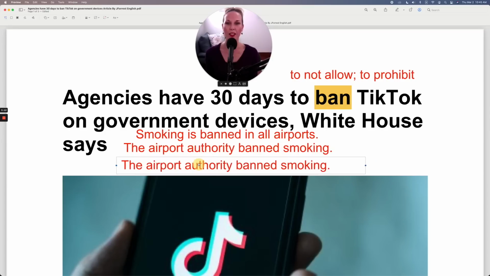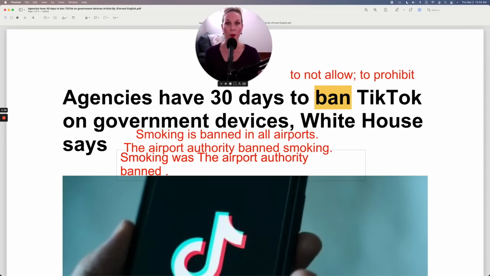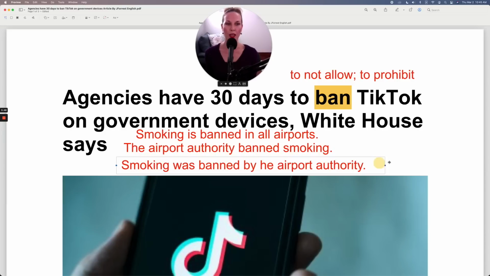So I can take my active sentence, the airport authority banned smoking. So I'm going to take smoking as my subject. Smoking, my verb in the active form is in the past simple. So now all I have to do is turn it into the passive form, which needs the verb to be. And that is going to be in the past simple. Smoking was banned. I'm going to leave ban in the ed form. Smoking was banned by the airport authority. So that's my passive sentence.